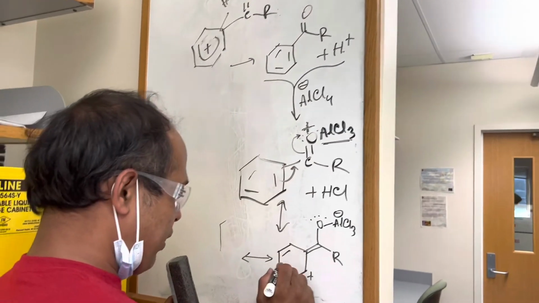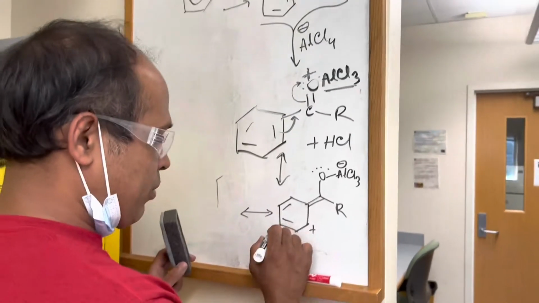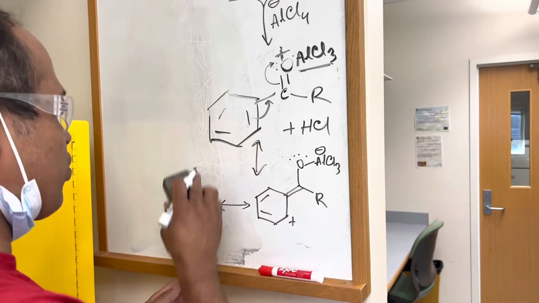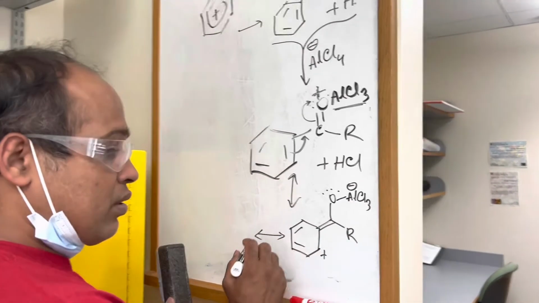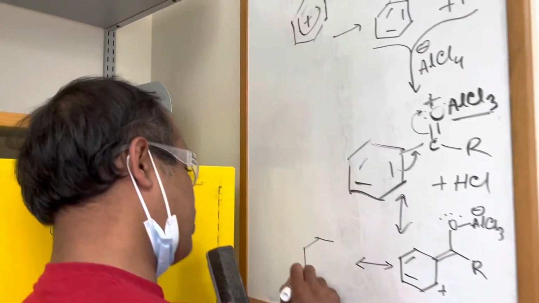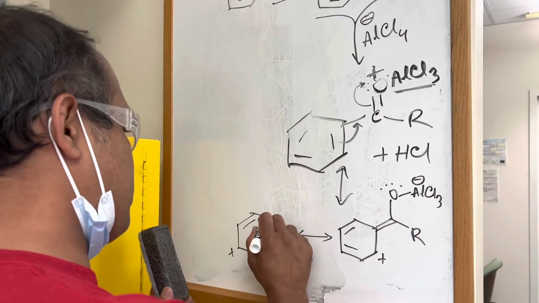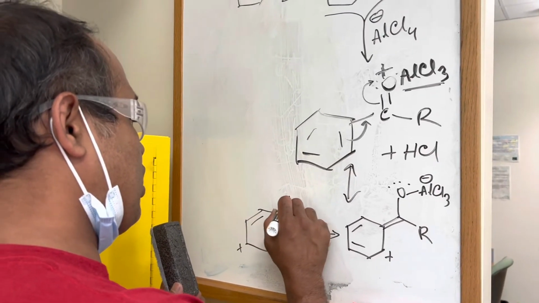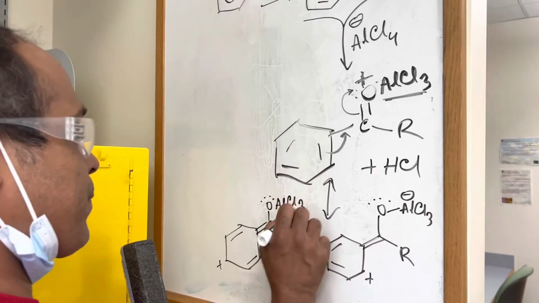So sorry, here. So that electron goes here and ultimately goes there. Another positive will be there. So in this way, it happens like a resonance structure. So I can draw another structure actually. So that could be like this, and positive charge here, and this carbon or oxygen, aluminum chloride, R.